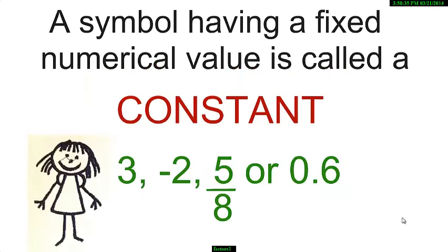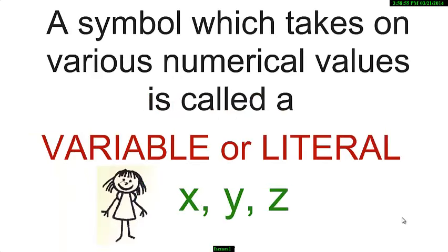There are two types of symbols in algebra. A symbol having a fixed numerical value is called a constant. Thus, 3, minus 2, 5 by 8 or 0.6 is a constant. In fact, every number is a constant. A symbol which takes on various numerical values is called a variable or a literal. Variables or literals are denoted by letters like x, y and z in lowercase.